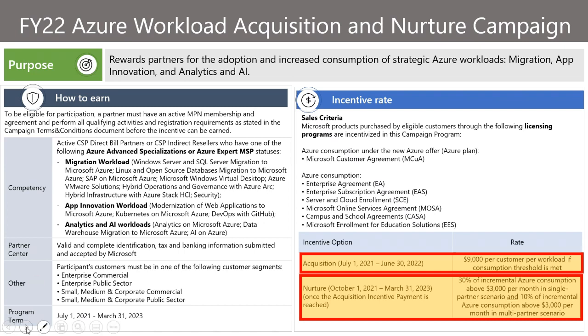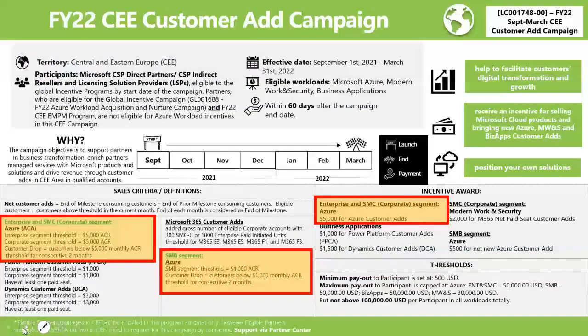Let's move to 2 more incentive campaigns. These are CEE incentive campaigns. We are starting with the Customer Add campaign for the CEE region. This campaign provides opportunities for CEE partners, bringing new customers from all 3 segments: enterprise, SMC, and SMB in CEE.